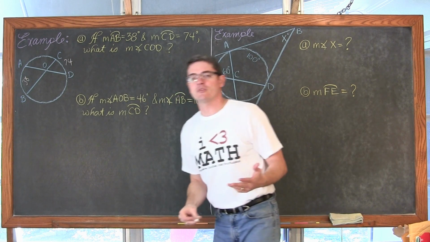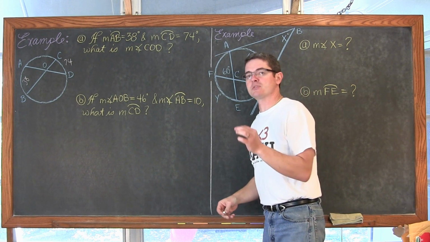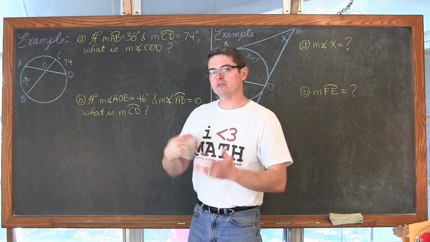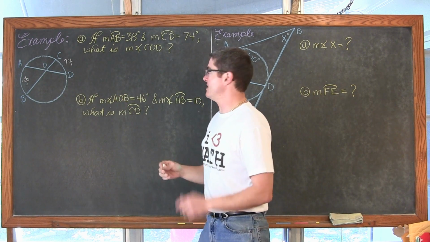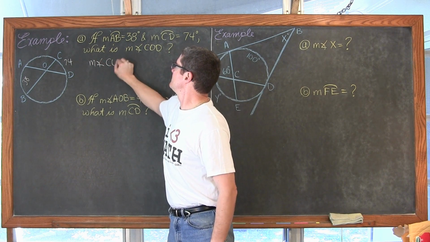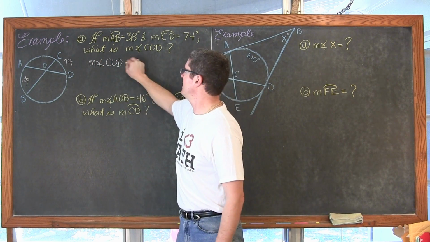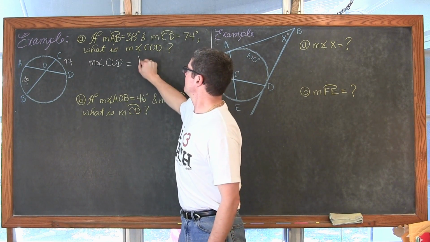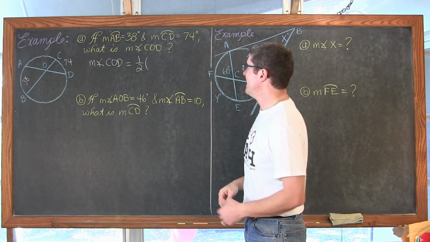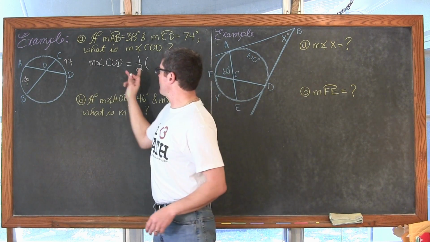Maybe that'll be a reminder for you to add the measure of these arcs before you divide by 2 to find the measure of that angle. So we're going to add. So the measure of angle COD, that's not cash on delivery, is going to be equal to, well actually it is, but we're not taking delivery, we're doing some math, is equal to the average, or half.